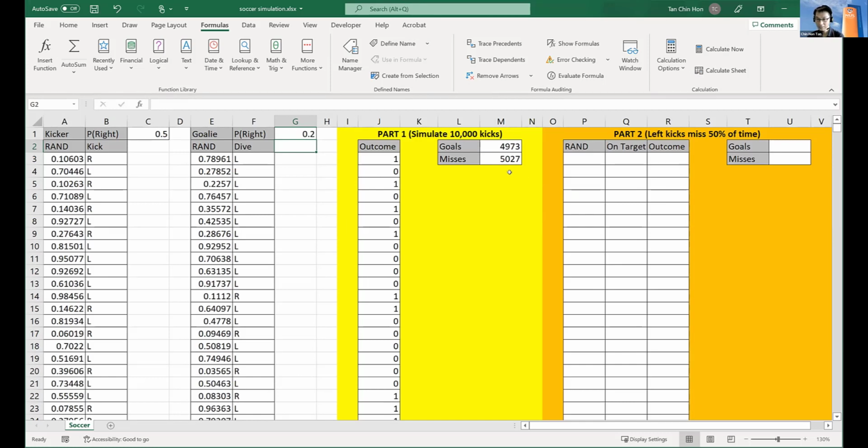We have a question regarding what's the formula for the misses. It's basically just going to be 10,000 minus the number of the goals over there. Okay, and so let me just put that up here as well for everybody.